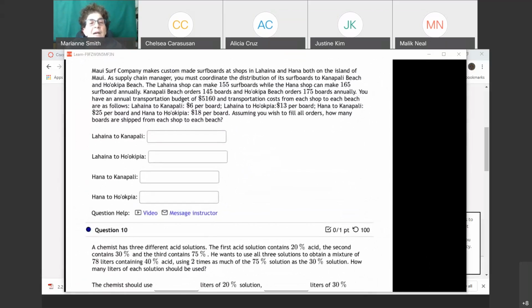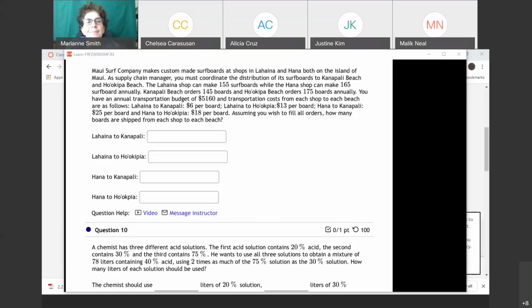Okay. Maui Surf Company makes custom-made surfboards at shops in Lahaina and Hana, both on the island of Maui. As a supply chain manager, you must coordinate the distribution of its surfboards to Kanapali Beach and Ho'okipa Beach. The Lahaina shop can make 155 surfboards, while the Hana shop can make 165 surfboards annually. Kanapali Beach orders 145 boards, and Ho'okipa Beach orders 175 boards. You have an annual transportation budget of $5,160, and the costs from each shop to each beach are as follows.